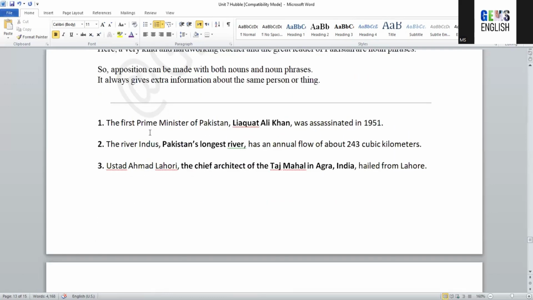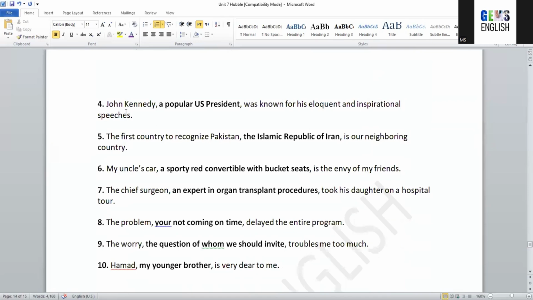1. The first Prime Minister of Pakistan, Liaquat Ali Khan, was assassinated in 1951. 2. The river Indus, Pakistan's longest river, has an annual flow of about 243 cubic kilometers. 3. Ustad Ahmad Lahori, the chief architect of the Taj Mahal in Agra, India, hailed from Lahore. 4. John Kennedy, a popular U.S. president, was known for his eloquent and inspirational speeches.